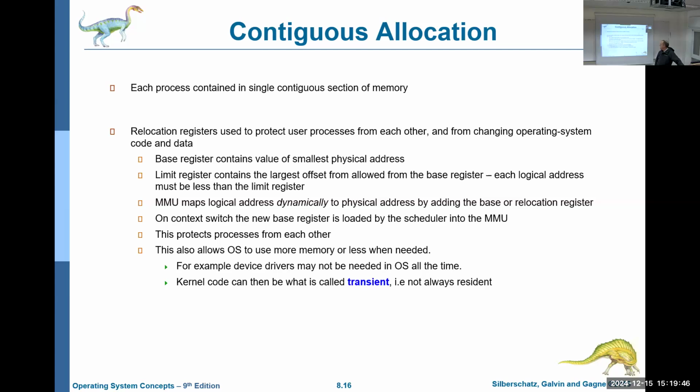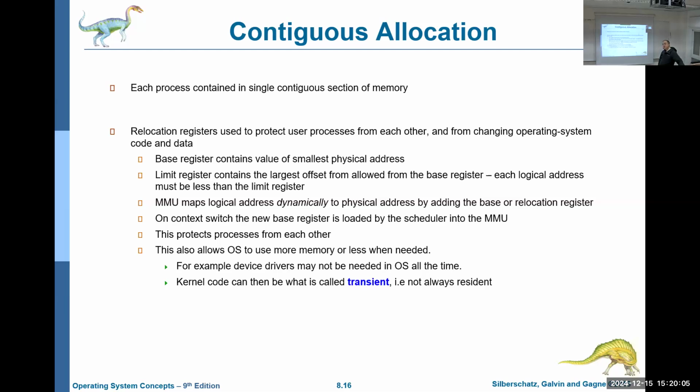Let's see this. On the context switch, the new base register. So every time there's a context switch, you have to change the number that's in the MMU to the appropriate number for that program. This also allows the operating system to use more memory or less when needed.